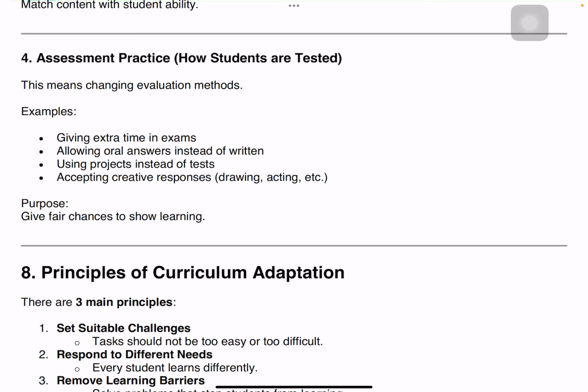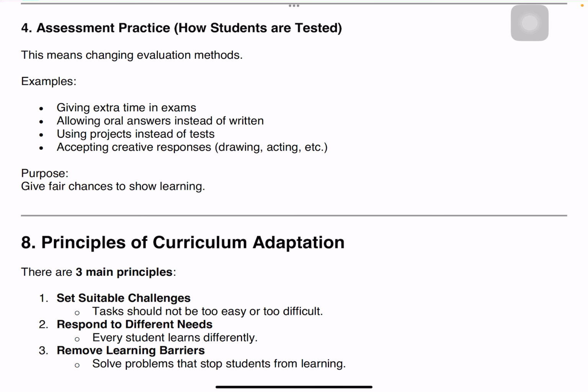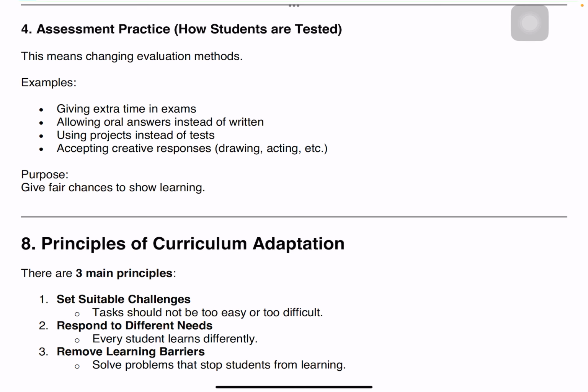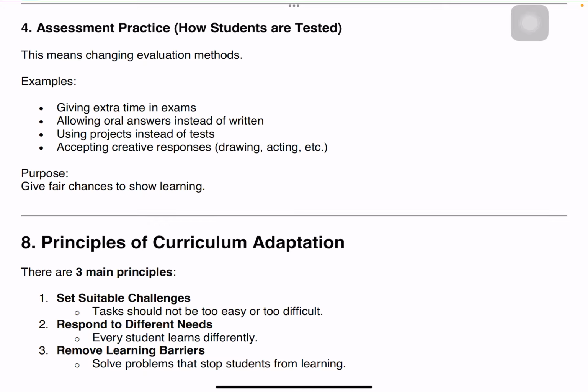Number 4, assessment practice. How students are tested. This means changing evaluation methods: giving extra time in exams, allowing oral answers instead of written, using projects instead of tests, accepting creative responses, drawing, acting, etc. Purpose: give fair chances to show learning.